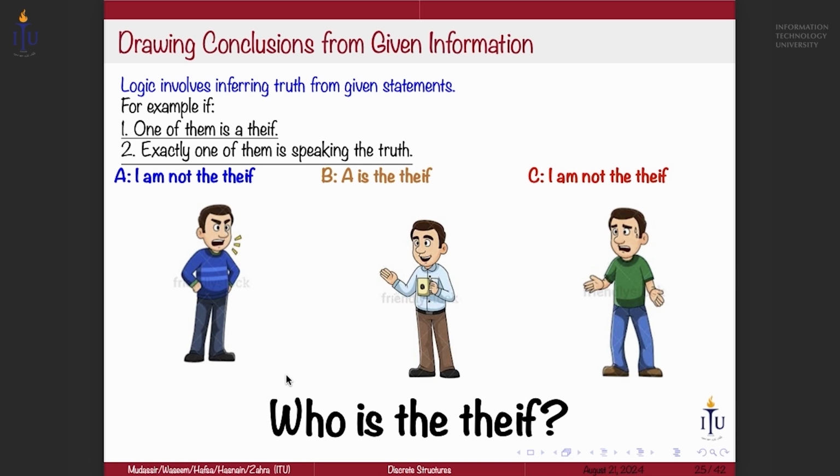Okay. We know two statements to be true. One of them is definitely the thief. Exactly one of them is speaking the truth. Okay. Based on this, we want to conclude or find out who the thief is.